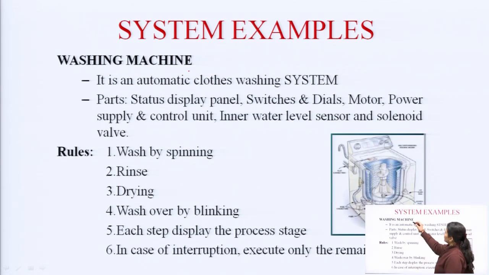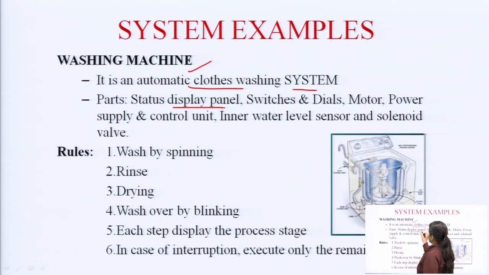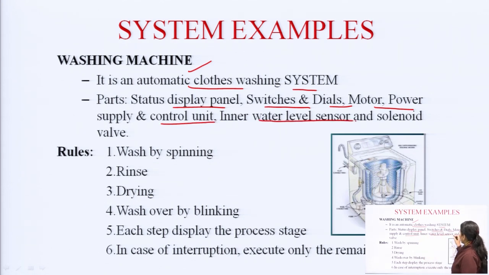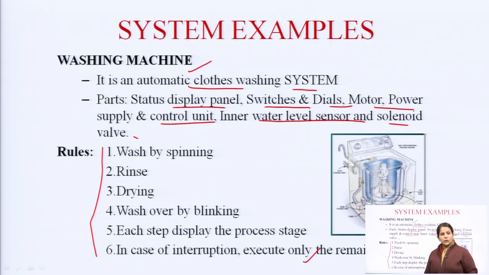Similarly, we have another example of washing machine. It is an automatic clothes washing system. The various parts in a washing machine are status display panel, switches, dials, motor, power supply, control unit, inner water level sensor, and solenoid valve. The rules according to which the washing machine works are: wash by spinning, rinse, drying, wash over by blinking, each step displays the process stage, and lastly, in case of interruption, execute only the remaining processes. So, in this way a washing machine works. These are the set of rules according to which any washing machine will work. So, we come to a conclusion that washing machine is a system.